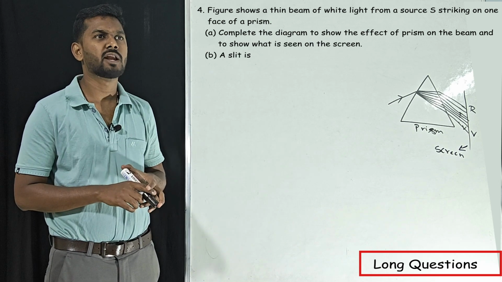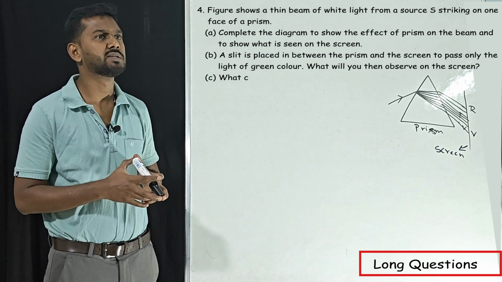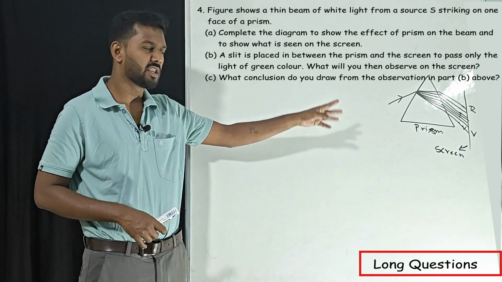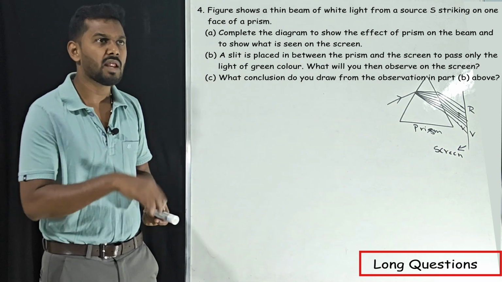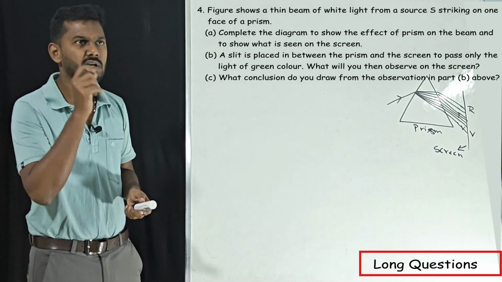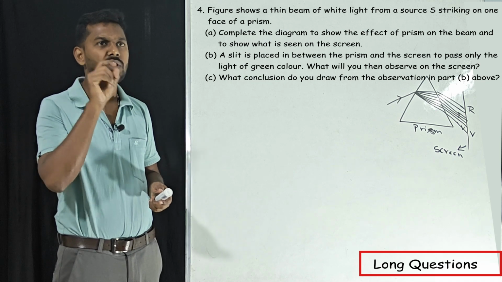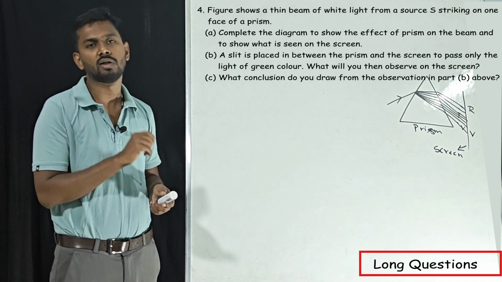First, complete the diagram to show the effect of prism on the beam and to show what is seen on the screen. Whenever white light is passed, 7 colors can be seen on the screen. So part A is done. Now, second question: a slit is placed between the prism and the screen to pass only the light of green color. What will you then observe on the screen?